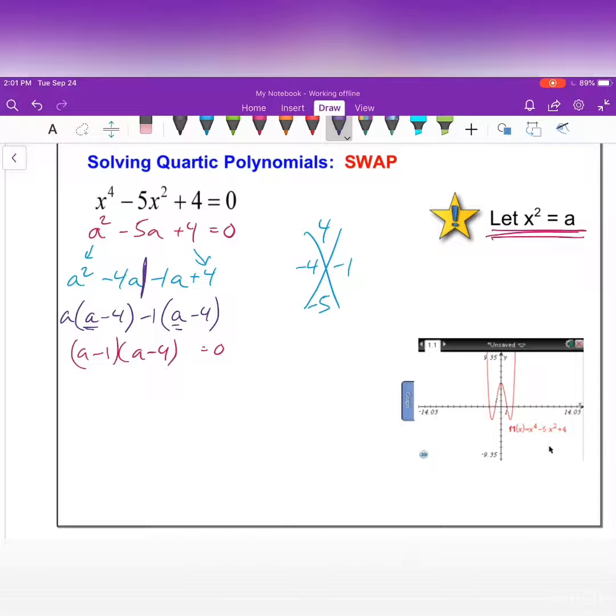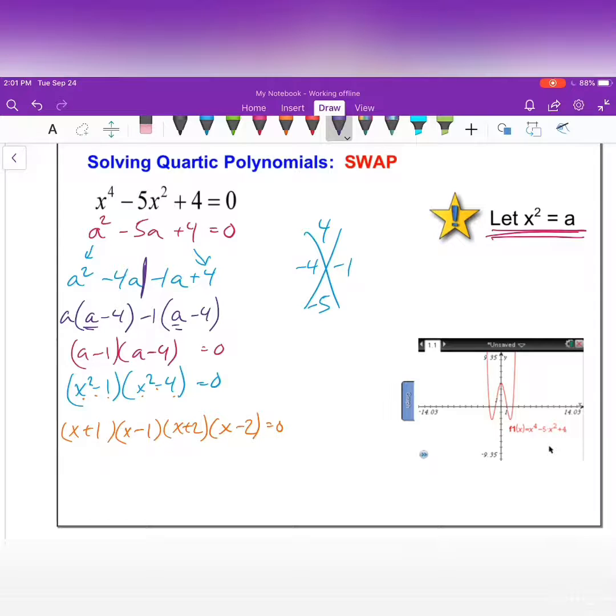Don't forget, we did a swap, which means that we have to actually put our x squared back in. And when that happens, each one of these is actually a difference of perfect squares. So the first one's going to be x plus 1 and x minus 1. The next one's going to be x plus 2 and x minus 2. So that is completely factored, and that's what we've done so far.